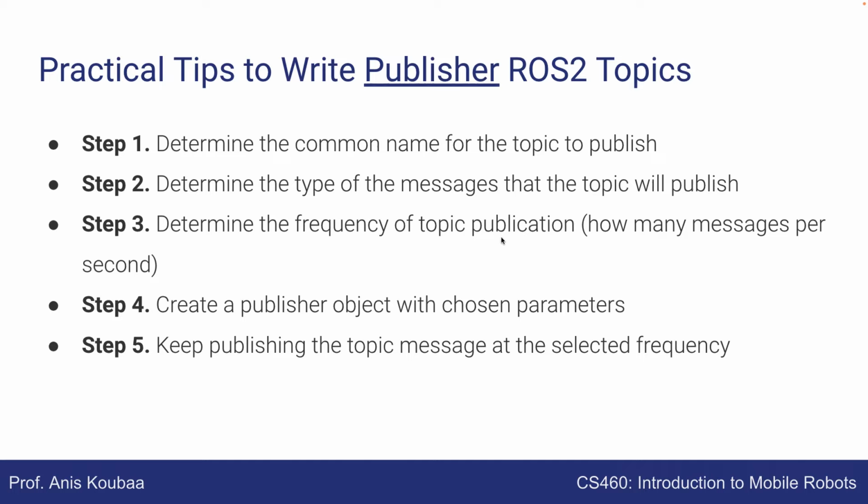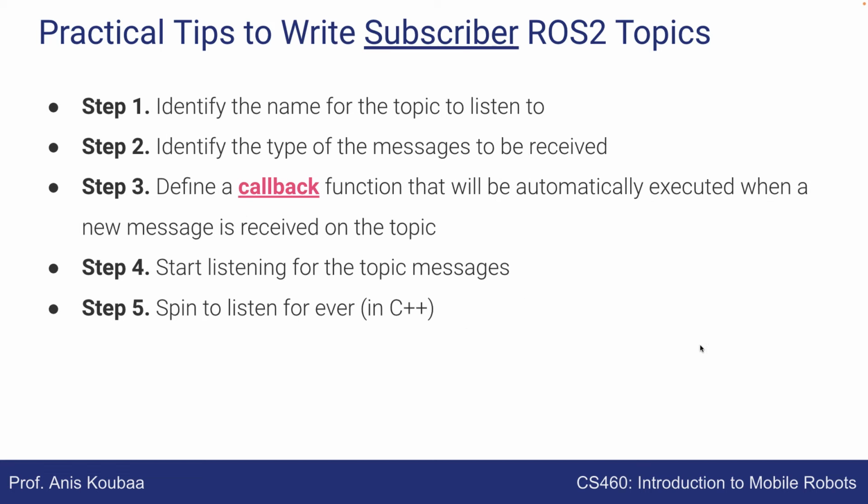And determine the frequency of the topic publication. I can send 1 message per second, or I can send 2 messages per second, or 10 messages per second, or 100 messages per second. So the frequency depends on the requirement of the application. It means how many messages I will send per second. And finally, we will create the publisher object with the chosen parameters. And we will keep publishing the topic message at the selected frequency.